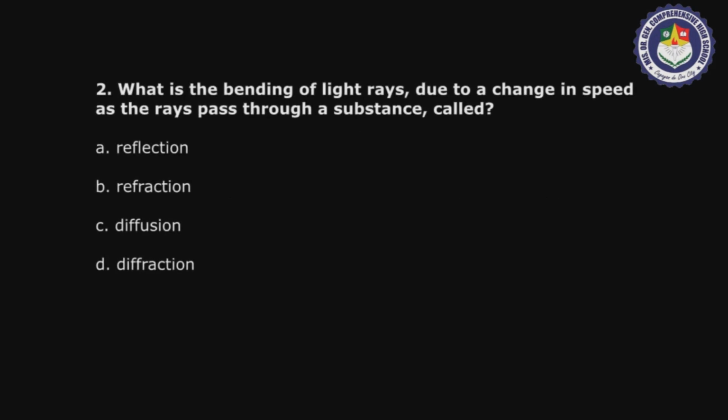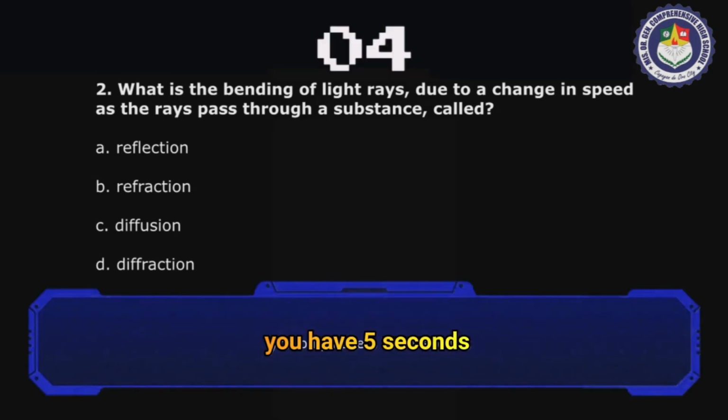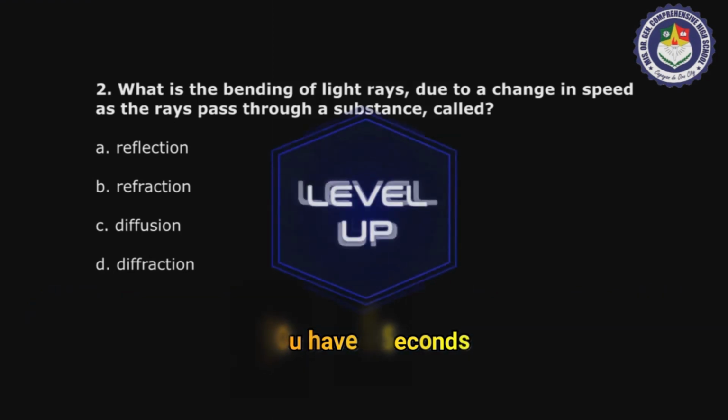Question number 2. What is the bending of light rays due to a change in speed as the rays pass through a substance called? A. Reflection, B. Refraction, C. Diffusion, or D. Diffraction? The correct answer is B.